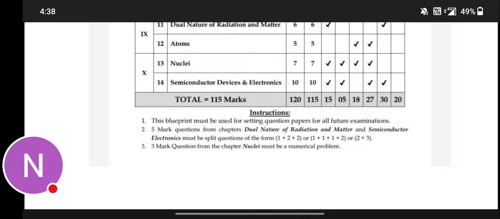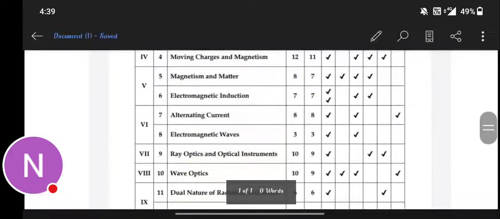This blueprint must be used for some question papers for future examinations. 5 marks question from chapter dual matter and radiation, semiconductor. It may be split. We cannot say that only a straight 5 marks question they may ask. They may do 1 plus 1 plus 1 plus 2, or 1 plus 2 plus 2, or 2 plus 3. 3 marks from the chapter they may ask, any nuclear numerical problem also they may ask. We cannot say that this question may be asked.